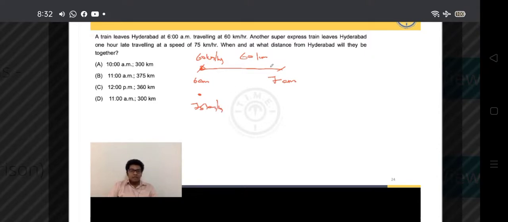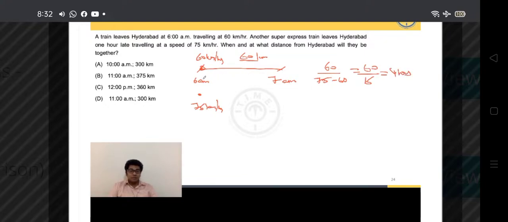So for every hour the difference between the distances should come down. So what distance, when and at what distance from Hyderabad will they be together? So for this train to catch this train, it should be faster. So 75 minus 60 is the relative speed, which is 15 kilometers per hour. So for every hour the difference will come down by 15. I should cover a total of 60. So 60 divided by 75 minus 60, which will be 60 by 15, which will take 4 hours for both the trains to meet.